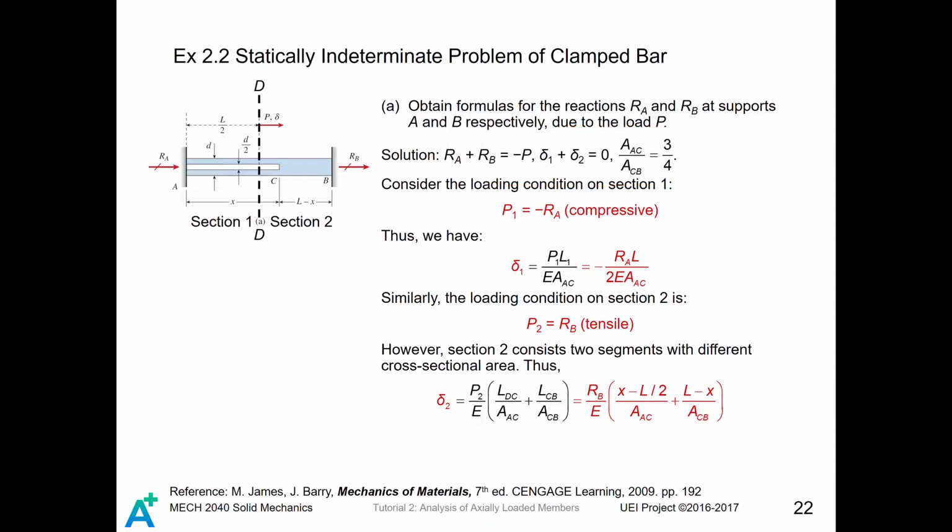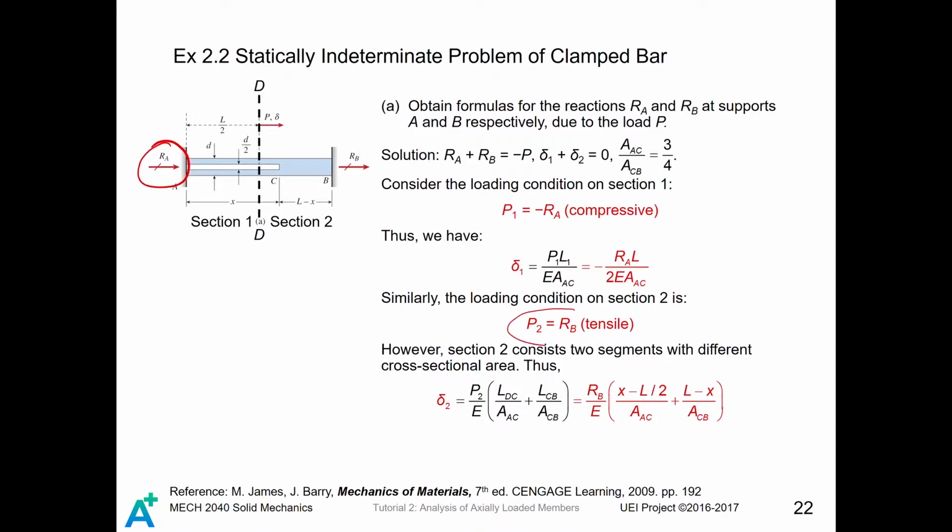Consider the loading condition on section 1. The axial force in section 1 is RA, but RA is compressive to section 1. Therefore, P1 equals minus RA. Then, by using the change of length formula, we have the change of length of 1 equals minus RA times L divided by 2E times the area of AC.